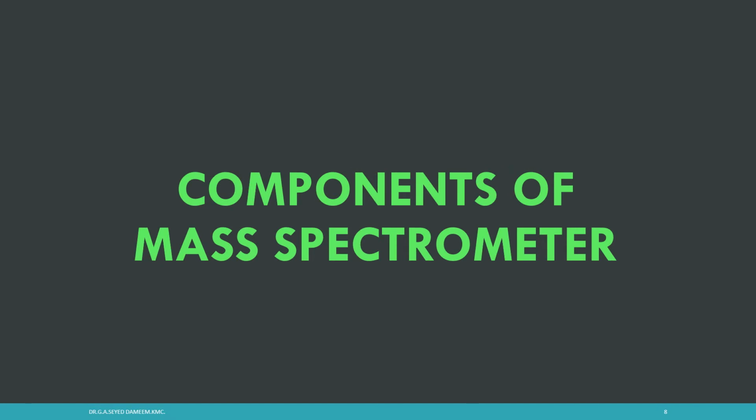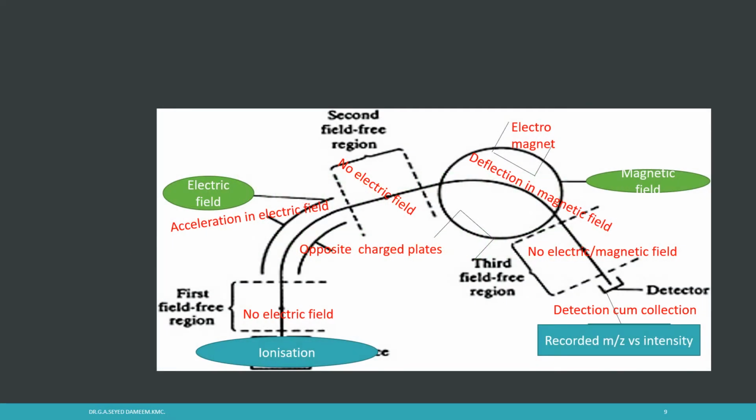First, the components of the mass spectrometer. We have already discussed what the components are, that is, what the processes are. One is ionization, another one is acceleration, the third one is deflection, and the fourth one is detection. All these are shown in the next slide. This slide shows the various components involved in the mass spectrometer, that is, ionization, acceleration, deflection, and detection.